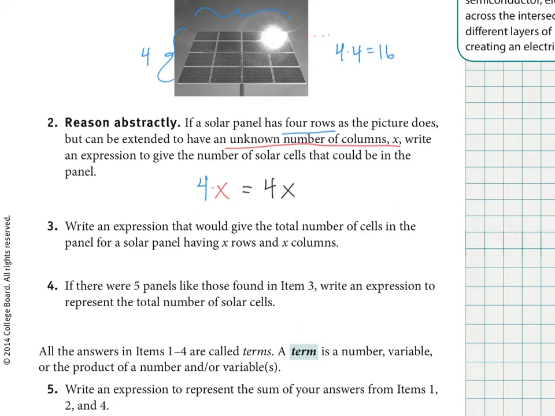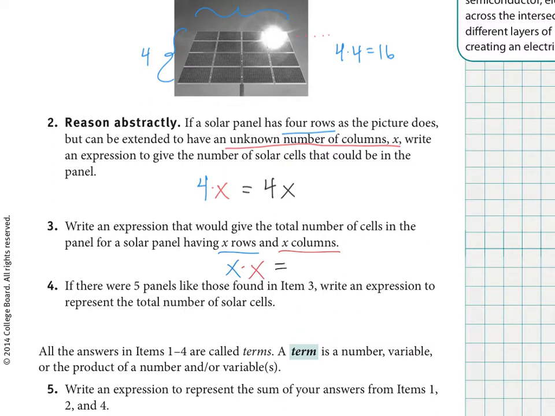Number 3 says, now write an expression that would give the total number of cells in the panel for a solar panel with x rows and x columns. So it's a little different. Now we have x rows and x columns. Think about what you would do to write down how we could figure out the total number of cells. So instead of 4, like in number 2, what we could write down is x times x.